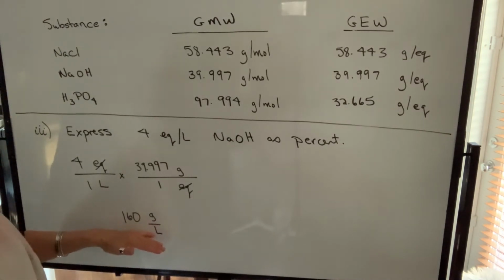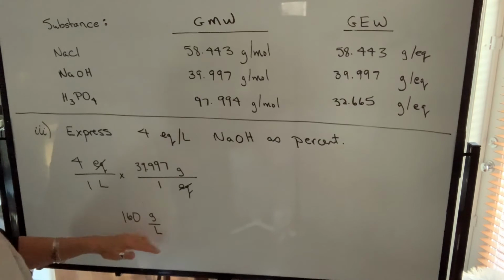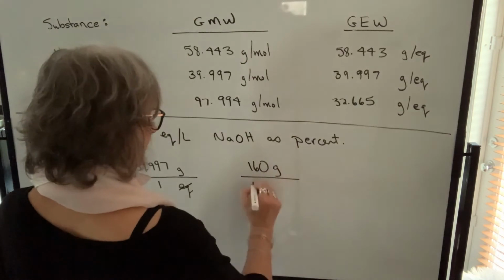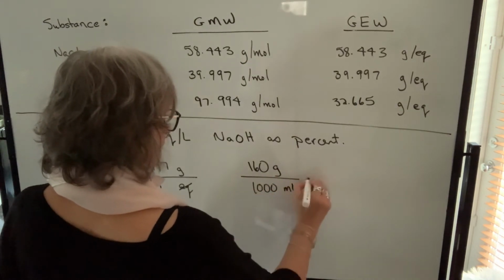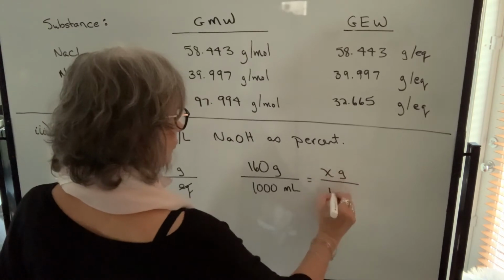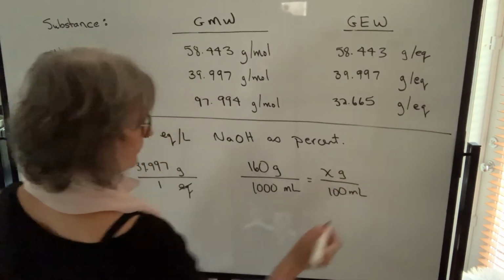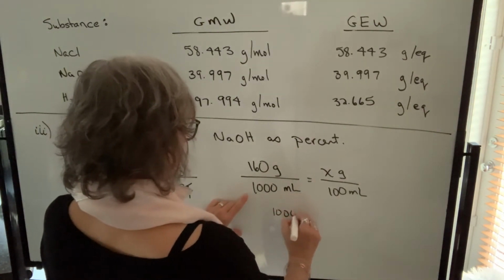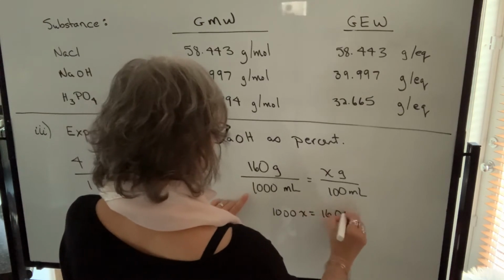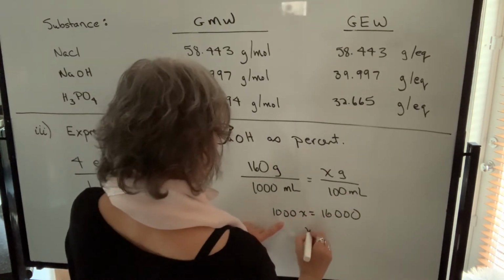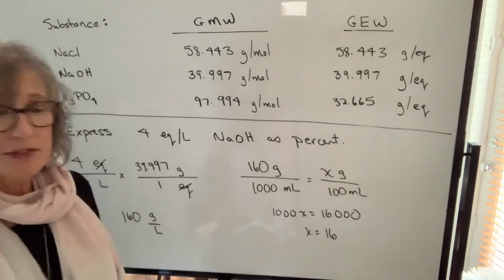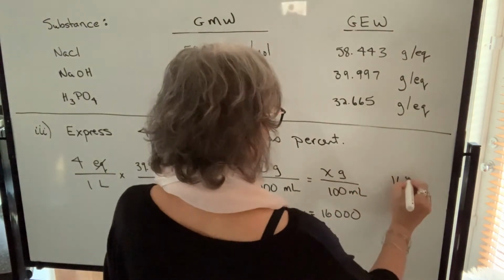Now we can use this to change to percent. Percent is how many grams are there in 100 milliliters. So we know we have 160 grams in 1 liter, which is 1,000 milliliters. Percent, I want to know how many grams are there in 100 milliliters. Percent always means per 100. We cross multiply. We're going to divide by 1,000. And X is 16 grams per 100 milliliters. Therefore, our concentration will be 16%.